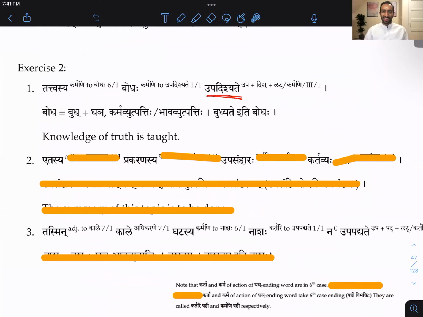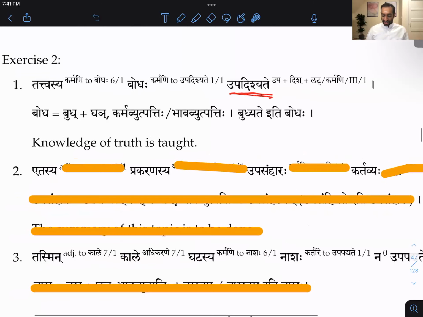Okay. Tattvasya, say with me like a scholar. Tattvasya bodhaha upadishyate. One more time. Tattvasya bodhaha upadishyate. So we always start with underlining our verb, right? So our verb there, we saw, upadishyate. Upa purvaka dish dhatu, lat lakara, karmani prayoga. You see the yakara and atmanepada. Upadishyate, from dish dhatu, upadish means to teach; upadishyate, in karmani, is taught.